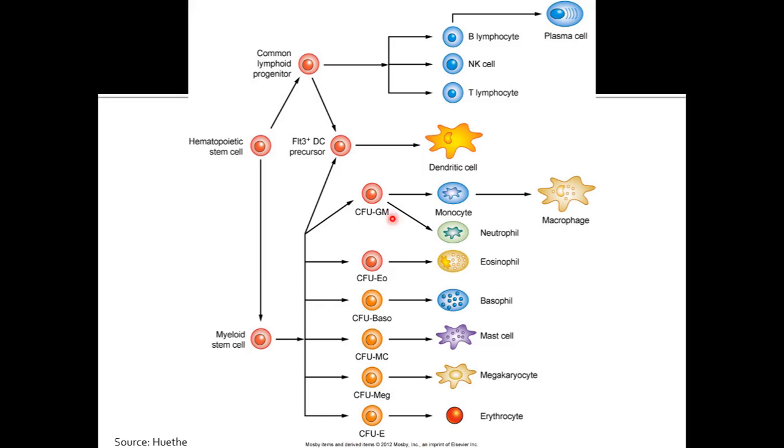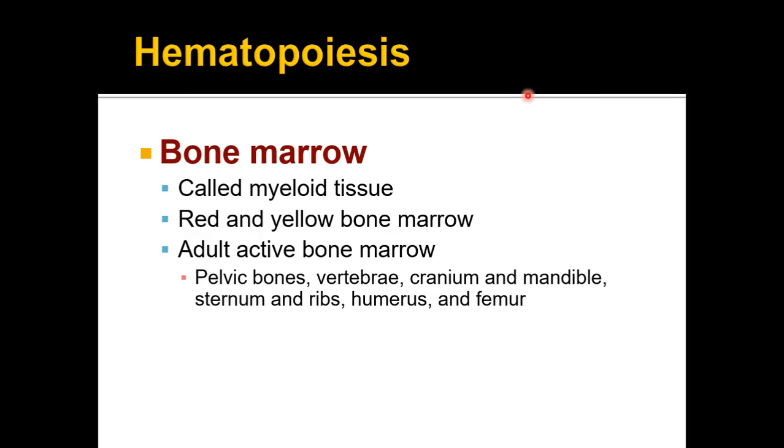So again, don't get too caught up, and I would say don't even worry about learning these intermediate cells along the maturation pathway here. Just know that myeloid stem cell gives rise to all the blood cells that are not lymphocytes, and the lymphoid stem cell gives rise to the lymphocytes, so the B cells, T cells, and natural killer cells. All right, so hematopoiesis occurs in the bone marrow. That's where we have those stem cells. And an older term for bone marrow is myeloid tissue. So you might come across that terminology referring to bone marrow as well.